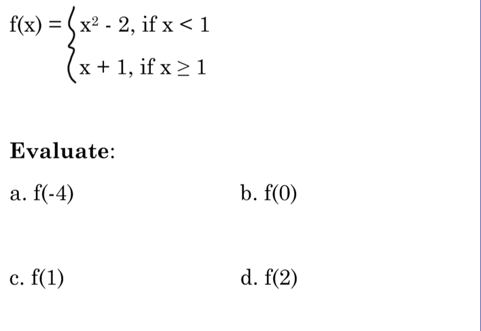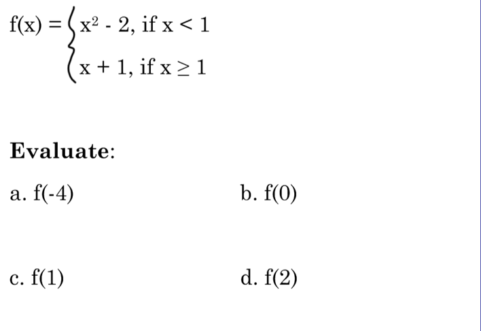Instead of having just f of x is equal to x squared minus 2, we've got this brace right here, and we've got two functions. So part of this function looks like x squared minus 2. The other part looks like x plus 1. Now, to decide where it changes, that's what this inequality is all about. It says it's x squared minus 2 if your x is less than 1.